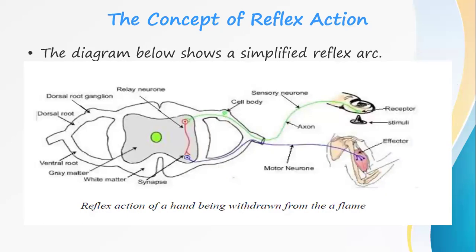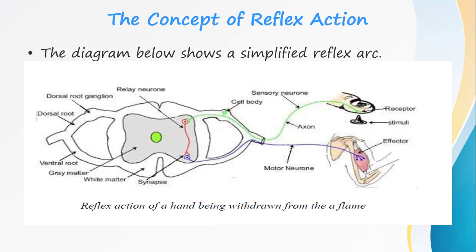Now, the following is a diagram that shows a simplified reflex arc. As you can see here, this is the spinal cord, and here we have the receptor, that is, the sensors. So here is where the stimulus is generated. After the receptor has obtained this stimulus, it sends an impulse to the spinal cord. Here is where it is translated and what should be done is decided in a very short time.